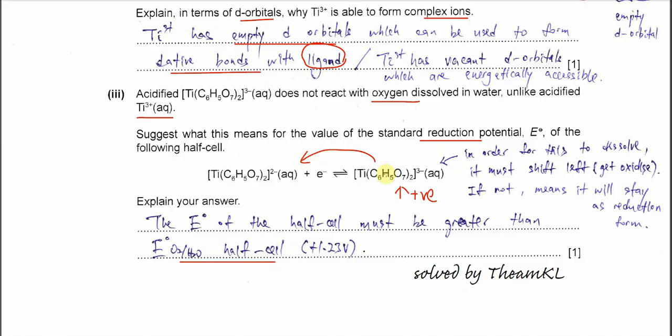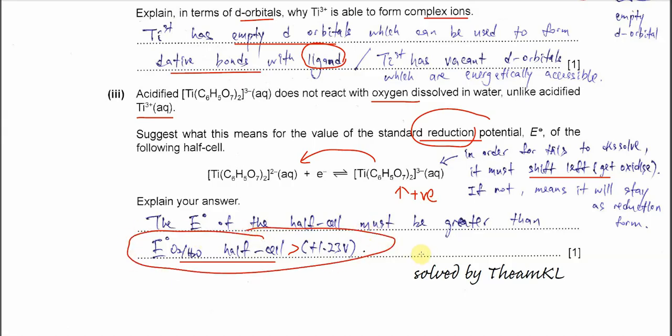In order for this complex ion to react, it must be oxidized, right? It must go left. It cannot go left because the potential is actually larger than 1.23, so it will stay in this reduced form, it won't shift left. That's the reason why. So in order for this to dissolve, it must shift left, get oxidized, release electrons. If not, it will stay in this reduced form, which means its standard reduction potential will be more positive than this oxygen half cell. Okay, I hope you understand.